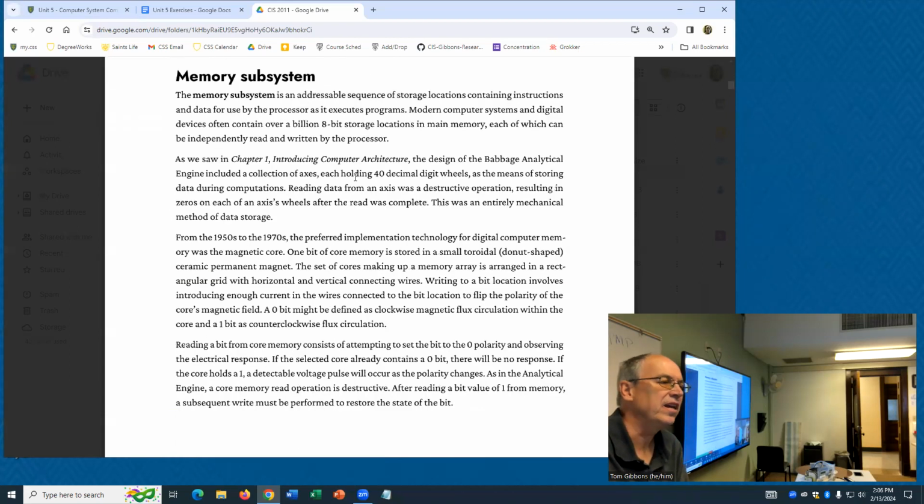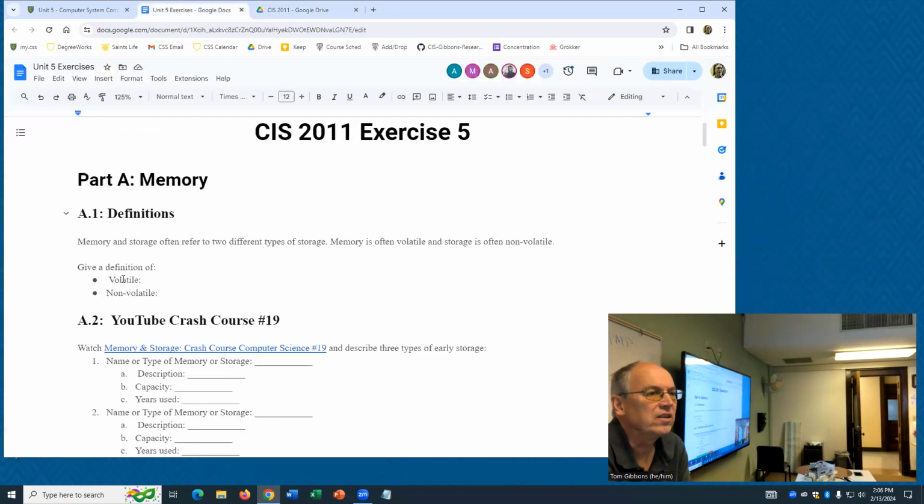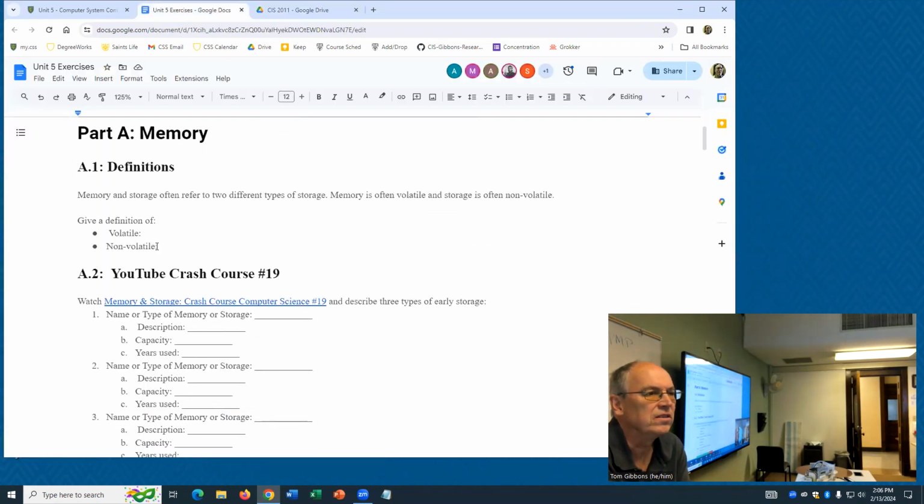So the first thing, and probably the closest thing to the CPU, is memory here. And we're going to look at memory, and then we're going to look at storage space for things. And again, when we talk memory, we usually talk two things. And this is your first question: volatile versus non-volatile things.